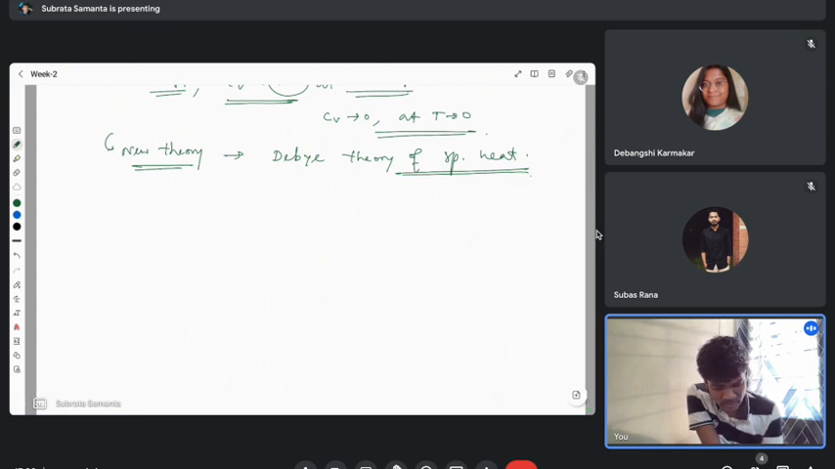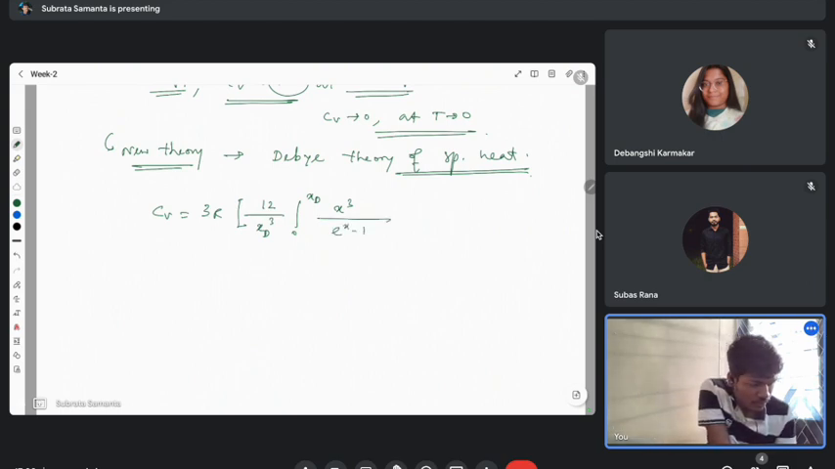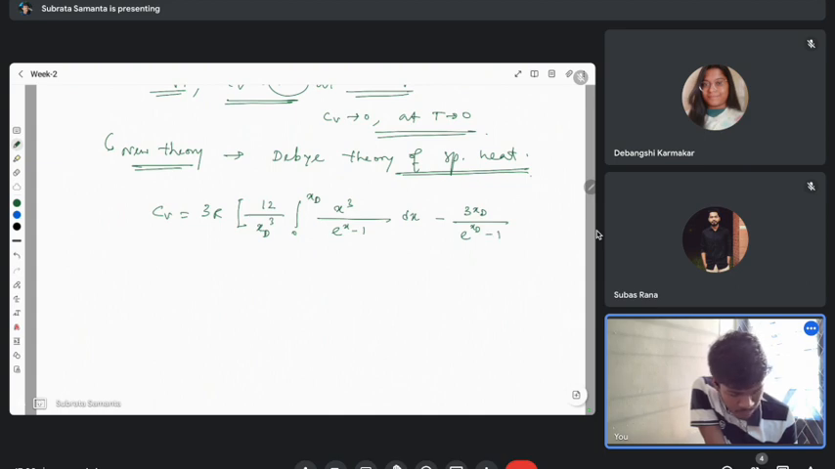So Cv is a complicated expression like 3R times 12 over x_T cubed, integral from 0 to x_T of x cubed over e to the power x minus 1, there is a dx, minus 3x_T over e to the power x_T minus 1.